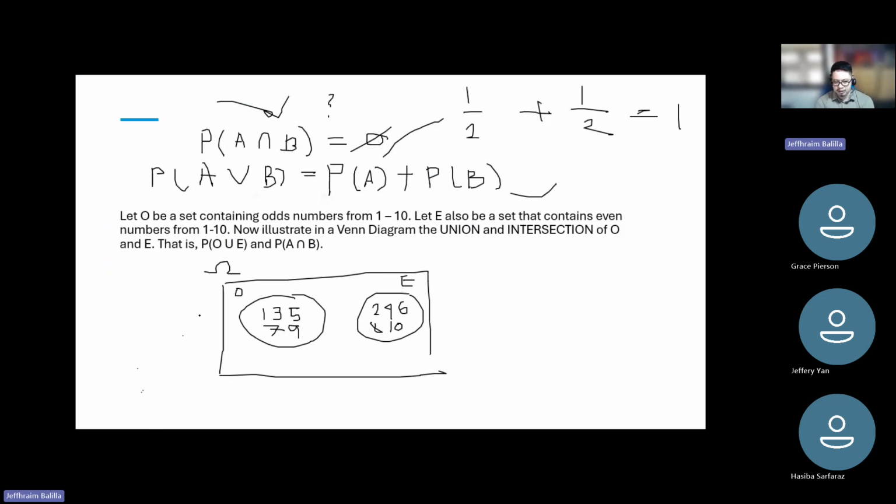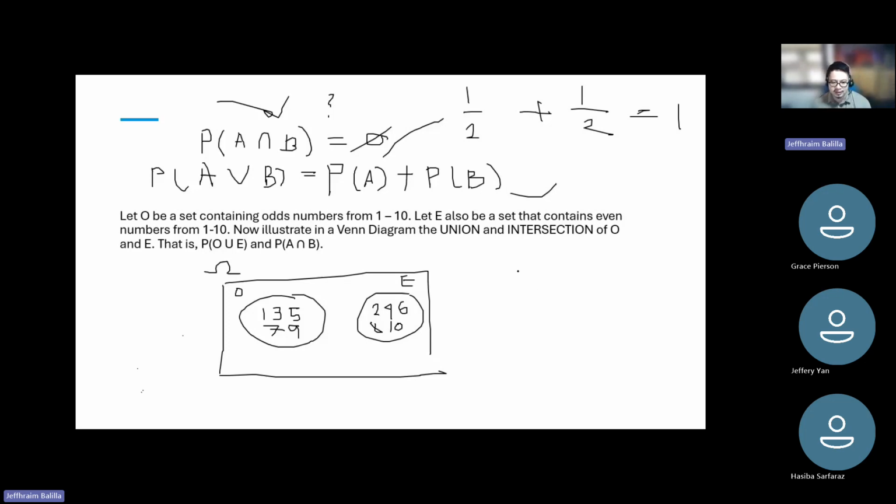If we have these two sets, odd numbers from 1 to 10 and even numbers from 1 to 10, and you ask what is the union between the two, then that would be just the sum. You combine all of that together, right? But if you ask for the intersection, there's no intersection between the two. There's no number that is both odd and even. So there would be a disconnect between the two event spaces, and therefore the probability associated with that would be a null set or zero.